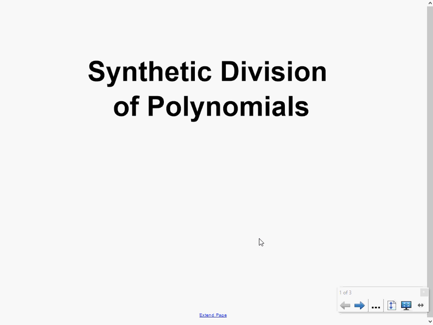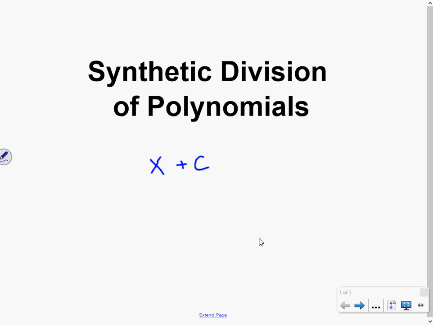Now, I do want to put this out there at the very beginning that synthetic division doesn't always work. Okay, it's a shortcut. It's really just taking the long division process and turning it into an algorithm, a shortcut, to shorten the process. But it only works if we have a divisor in the form x plus c, where c is some number, either a positive or a negative.